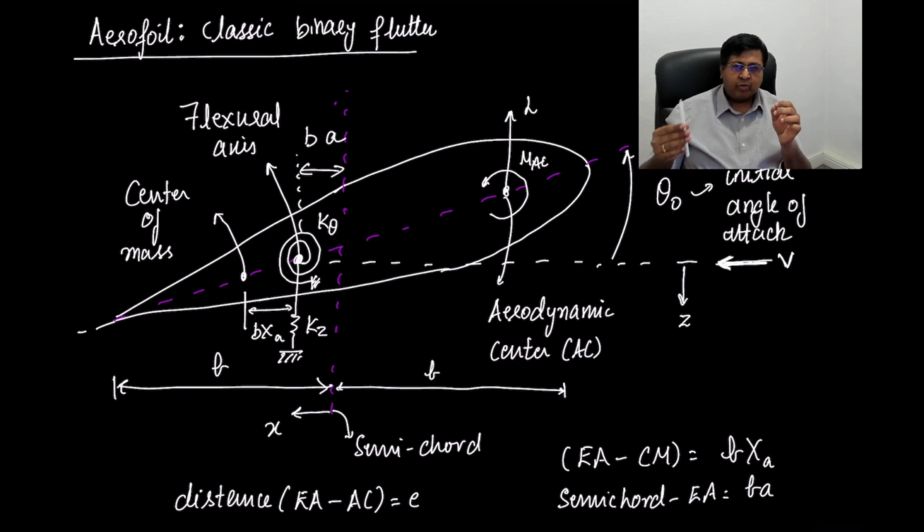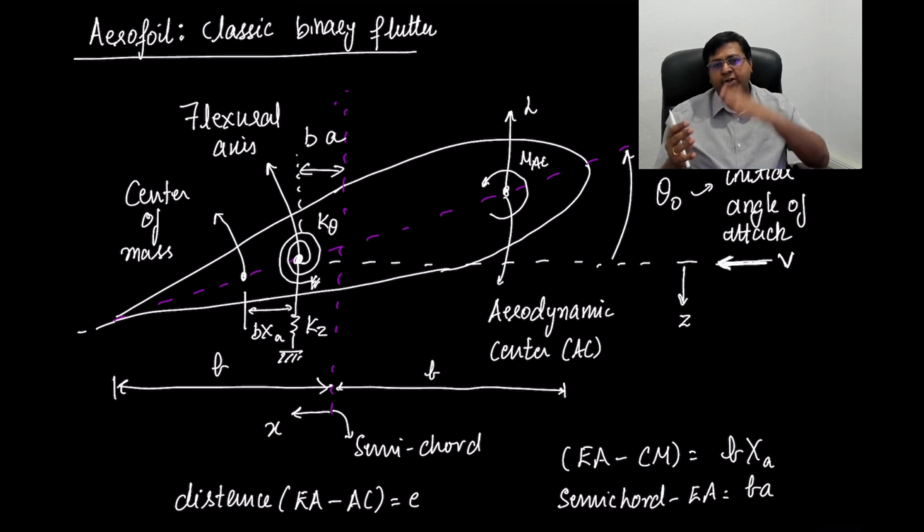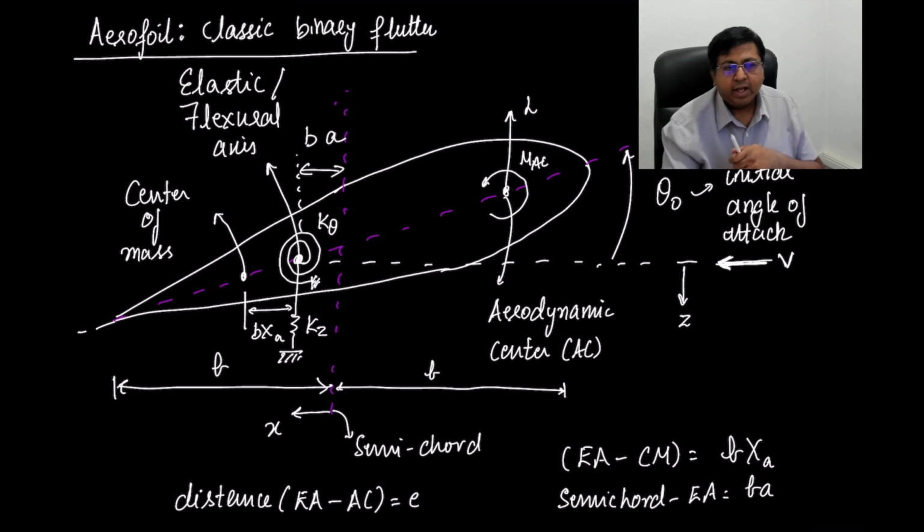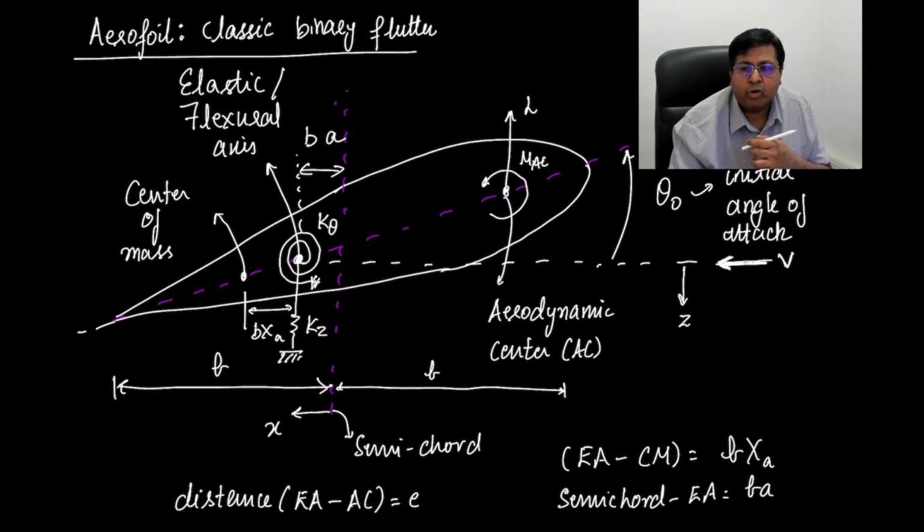Aerodynamic center, as we know, is the place where the lift and the moments are acting. And the elastic axis, or flexural axis, is where some kind of pitching and heaving motion is controlled. We kept calling this the elastic axis. So let's write that down: elastic or flexural axis. And let's take a moment to think about how to use this as we proceed.